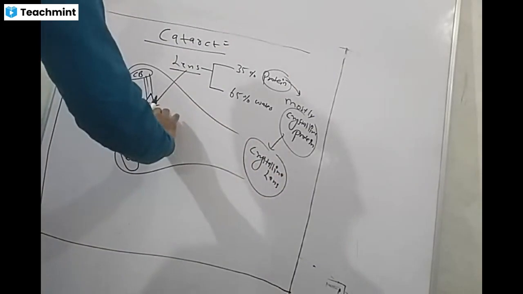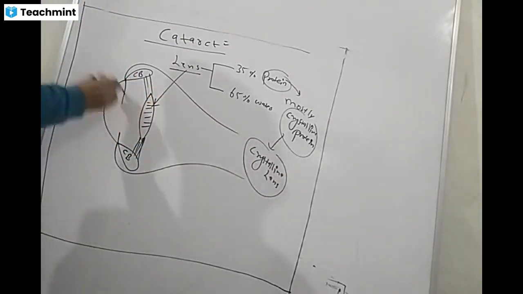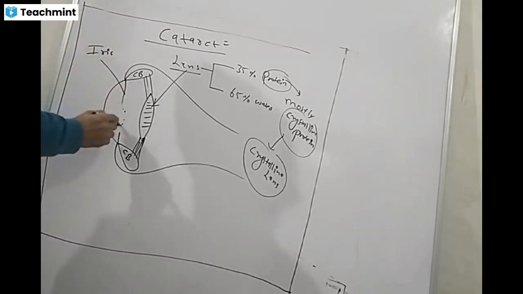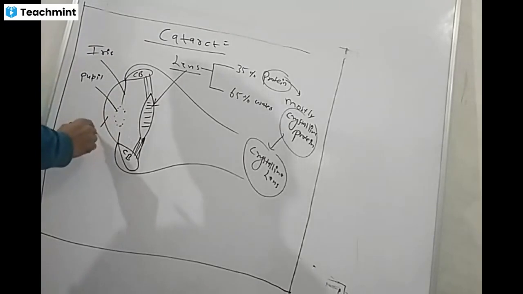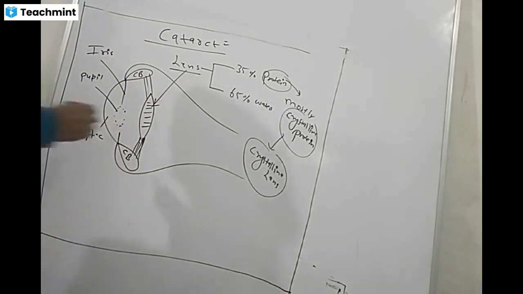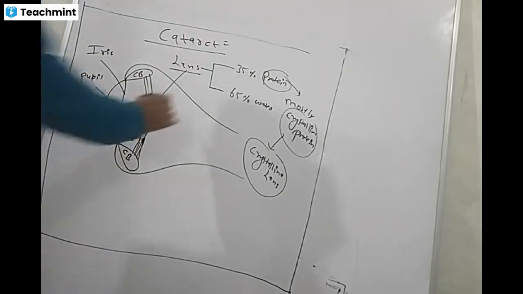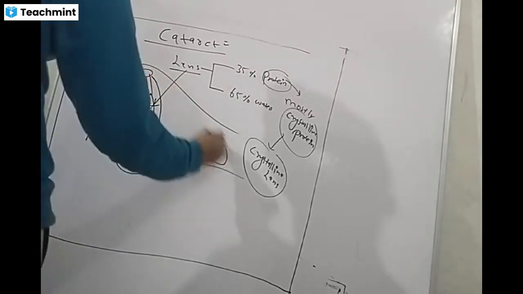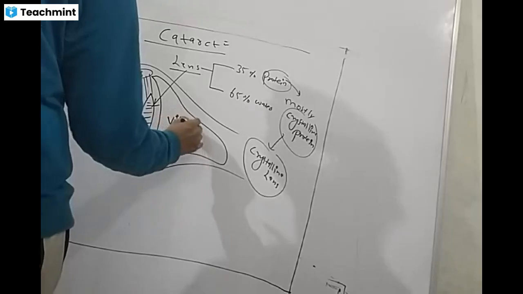The location of this lens, in front of the lens, this structure is known as iris, and this opening is the pupil, and this is anterior chamber in front of the iris, and this is posterior chamber behind the iris. This structure is known as vitreous.